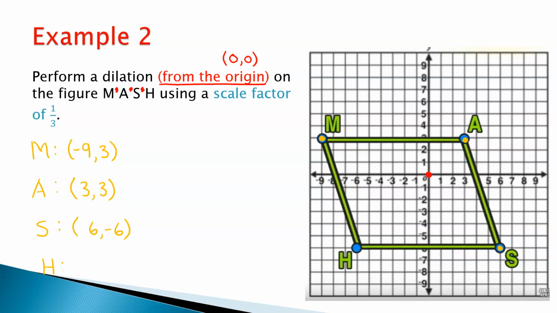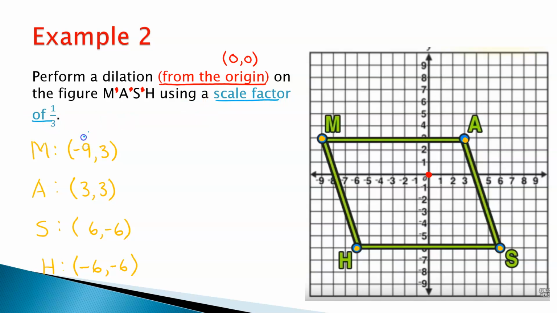And then lastly, H. H is -6 to the left, and then -6 down. So those were our original coordinates, our pre-image coordinates, right? And again, when you are dilating from the origin, you're basically going to take all those coordinates and apply your scale factor. You're going to multiply by a scale factor. This time we're going to multiply by a scale factor of 1/3.